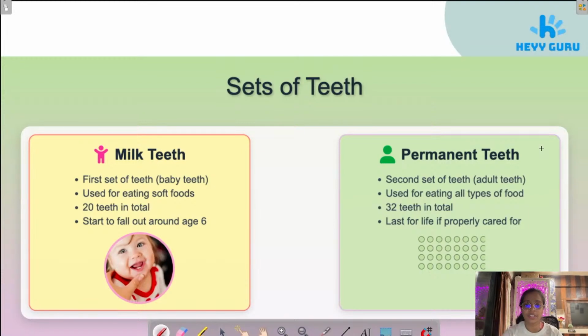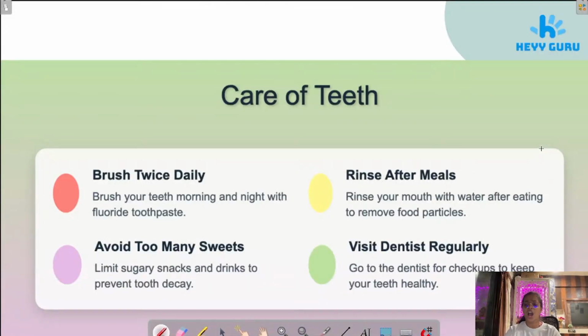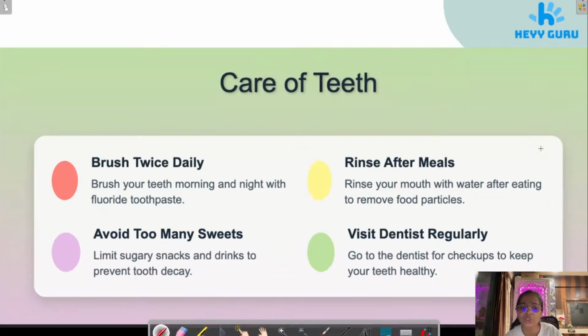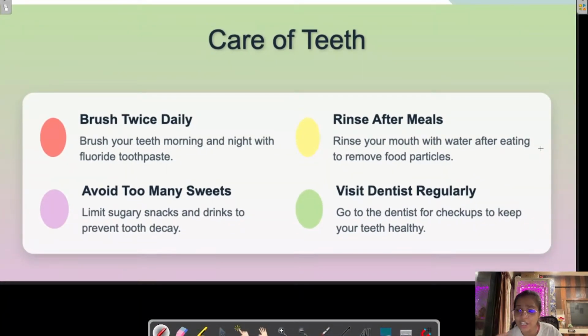Okay, then moving forward. Now, how can you take care of your teeth? You have to brush twice daily, in the morning and at night, with toothpaste. Then avoid too many sweets. Do not eat lots of sweets, like chocolates or snacks. So avoid eating too many snacks.